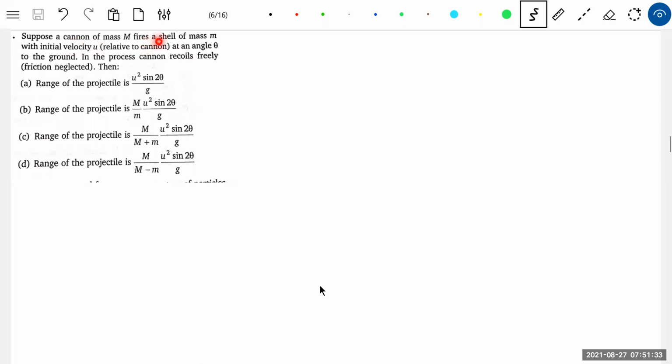A cannon of mass M fires a shell of mass m with initial velocity u relative to the cannon at an angle theta to the ground. In the process, the cannon recoils freely. Then the range of the projectile is asked. Carefully read: the cannon is made to recoil.